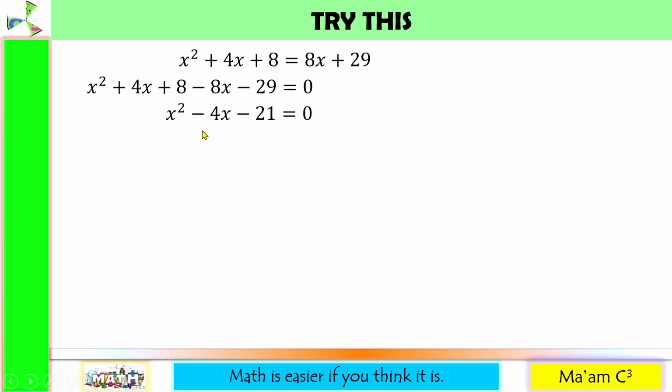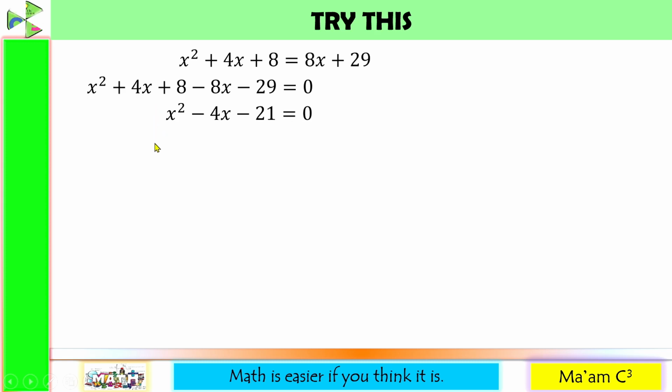Now we have a trinomial. Is there a common factor that we can factor out? We have here 1, and this one is 4, and then 21. There is none. Is this a perfect square trinomial? Square root of 21 times 2, will it give negative 4? I don't think so. So this is a trinomial wherein the numerical coefficient of x squared is 1.